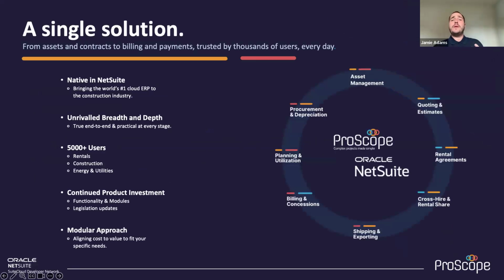So when we talk about a single solution, what do we mean? We're really talking about how we get from an asset that sits on our balance sheet, a depreciating, capitalized asset, to having a sales contract with our customers, billing that customer, and receiving payment. How does that all come together? That's why ProScope and NetSuite really combine to bridge that gap. ProScope is a solution that's 100% native to NetSuite.